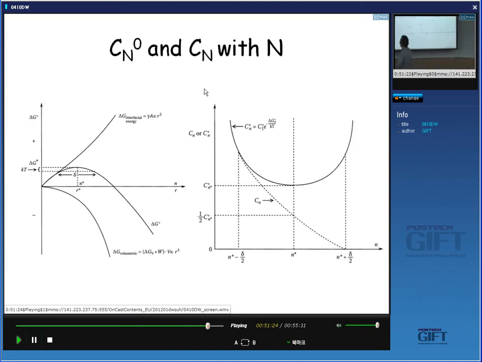Anyway, the important thing is that in the imaginary equilibrium, the concentration of the cluster is given by this downward formula, from the equation of this one. So you have to remember this is an imaginary equilibrium of the cluster.